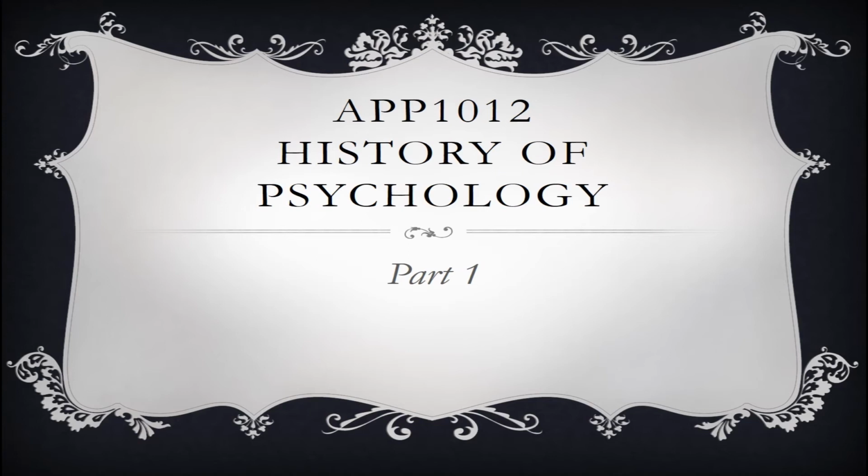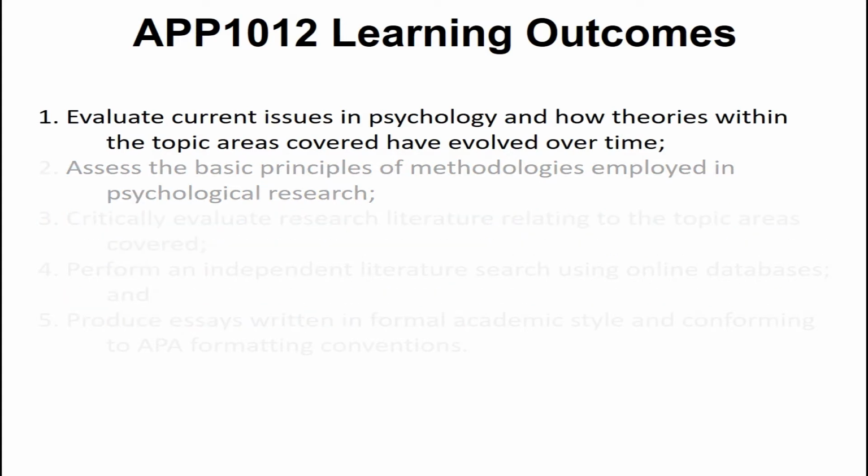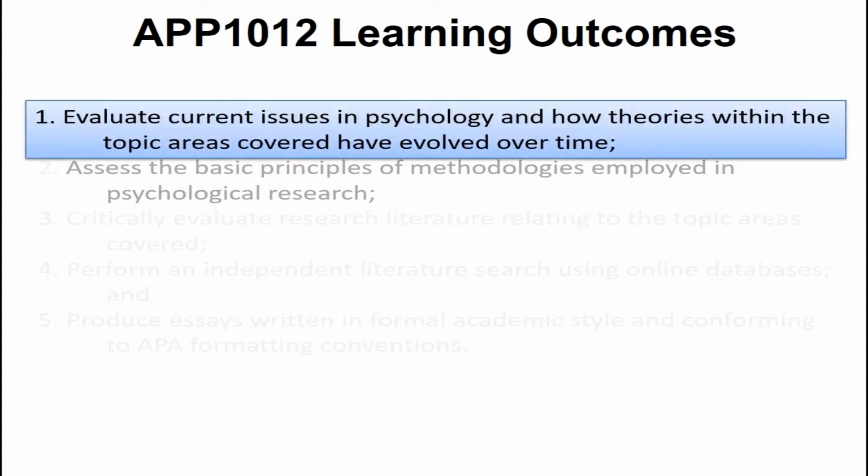So this is APP 1012, History of Psychology, Part 1. Now these are the learning outcomes for the unit around which everything is focused, and my two lectures will mostly be providing you with a way of achieving learning outcome 1 and to an extent learning outcome 2, but primarily it will be learning outcome 1 because it contains the key phrase evolved over time, but also the phrase current issues.